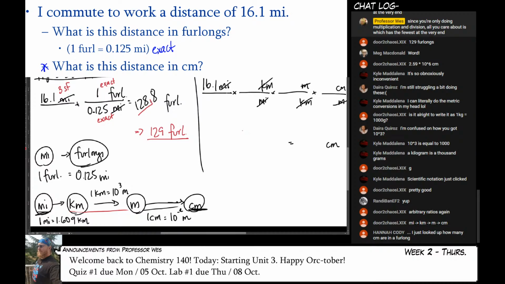So let's run the numbers. Let's fill them all in. 1 mile was 1.609 kilometers. 1 kilometer was 10 to the 3 meters, and 1 centimeter was 10 to the minus 2 meters. We'll punch all those numbers in the calculator, and it makes a happy face. And I got 2.590490 times 10 to the 6 centimeters.